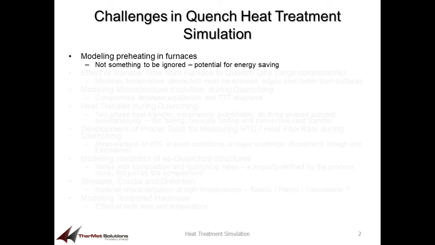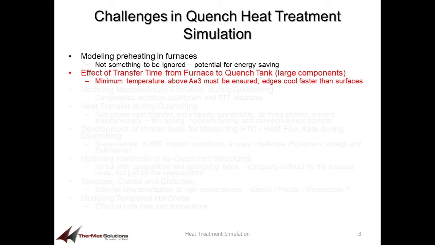We will first look at the challenges in quench heat treatment simulation. Modeling preheating in furnaces is not something to be ignored, as there is a big potential for energy saving in industries. Effective transfer time from furnace to quench tank is also important, as the minimum temperature above AE3 must be ensured, otherwise edges cool faster than surfaces and there can be non-uniform hardness at the end of quenching.